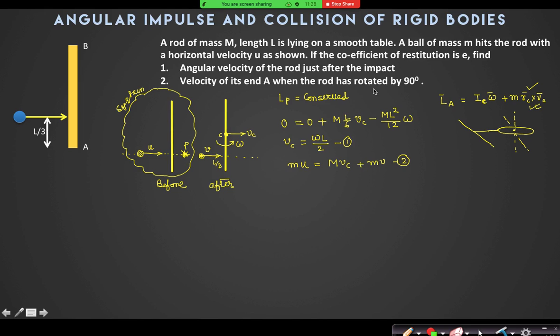Three unknowns, and another equation can I write as the coefficient of restitution? Yes, sir. And what is that equation? Can you tell me what would be the coefficient of restitution equation? e equals Vc plus omega L by 6 minus V, divided by u.